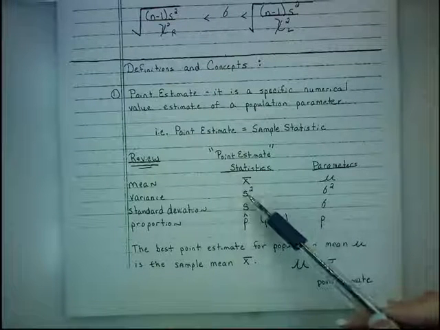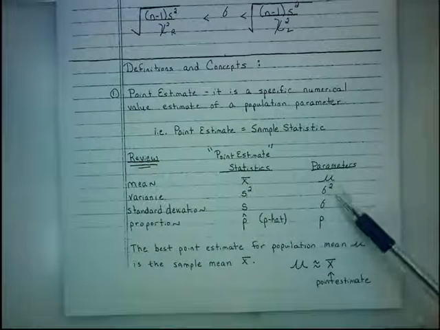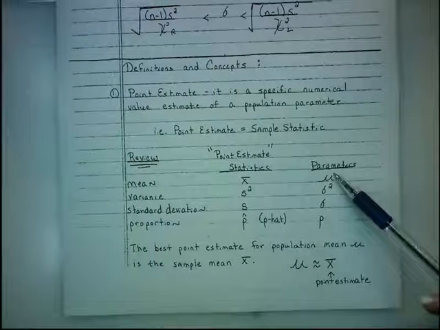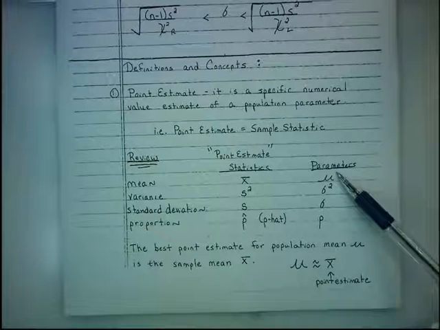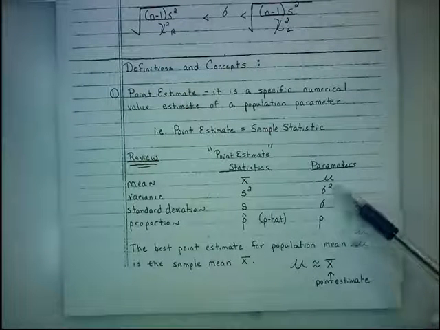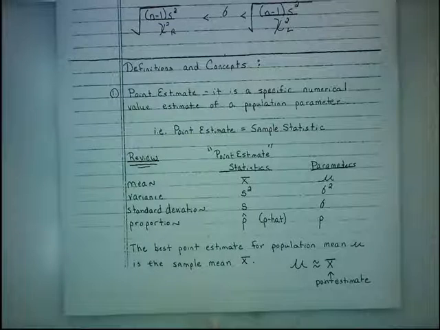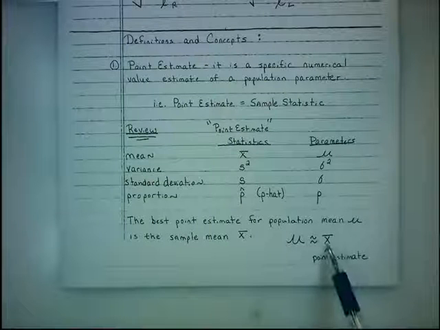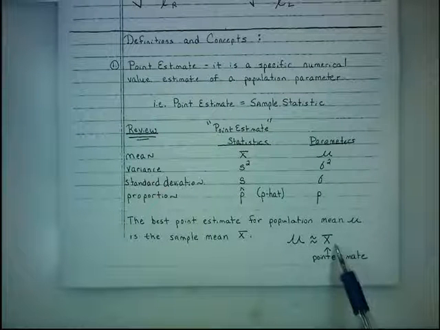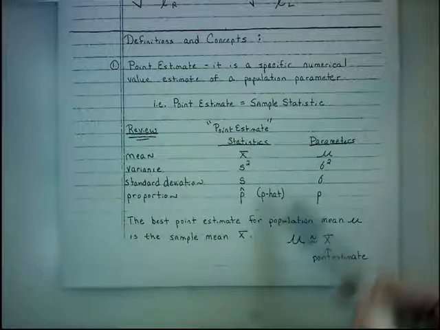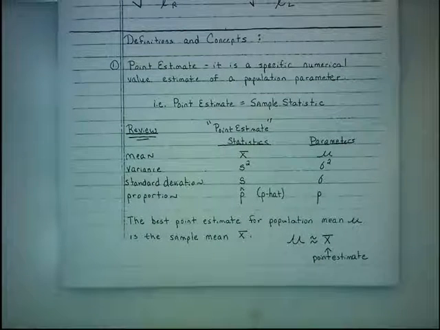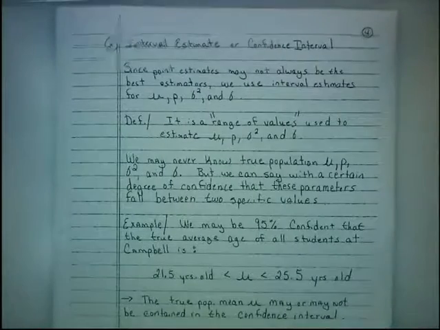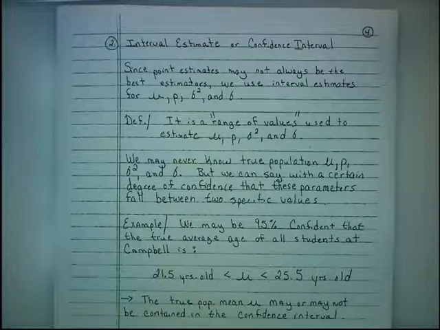So x bar, S squared, S, and P hat, mu, sigma squared, sigma, and P. These are the point estimates or statistics that are used to approximate or estimate the true population parameters. Mu, variance, which is sigma squared, sigma, and P. And if I ask you on a test which is the point estimate, make sure you know that the true point estimate for mu is x bar. So that it is the statistic column. That would be your point estimates here. The next thing is they discuss in the section how point estimates are good, but interval estimates are actually better.